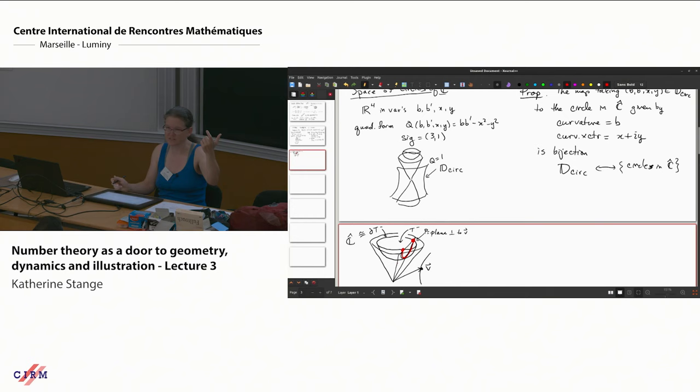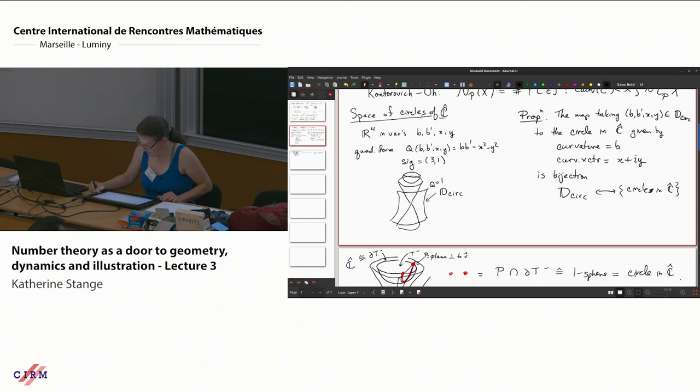And because it's a lower dimensional picture, I'm getting two dots as my circle. So these two dots in red here are supposed to be my plane intersected with the boundary. And this should be actually one sphere, which is the circle that we want. Okay, so that's how it gives you the set of circles. Okay, any questions?